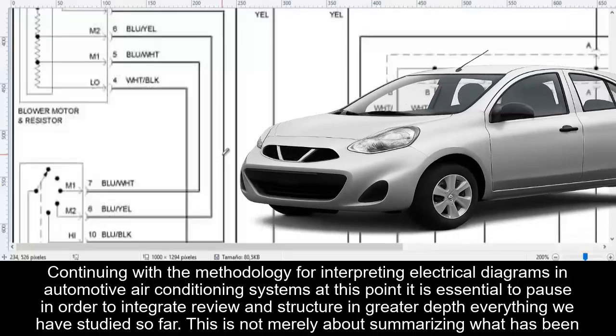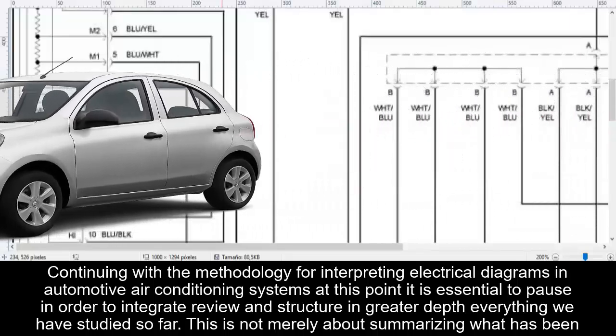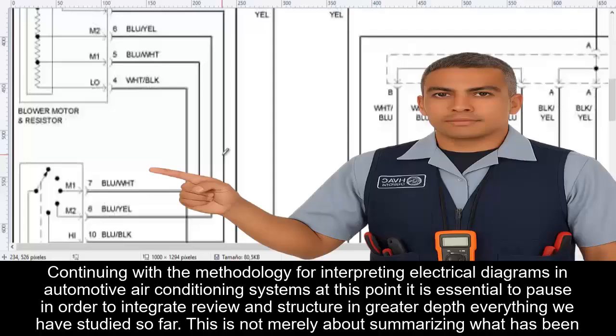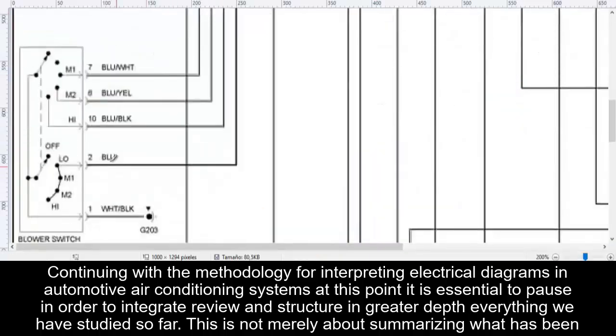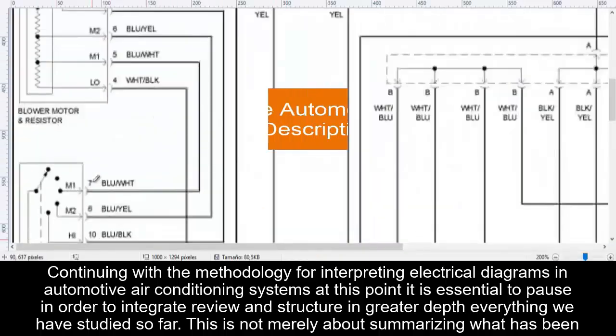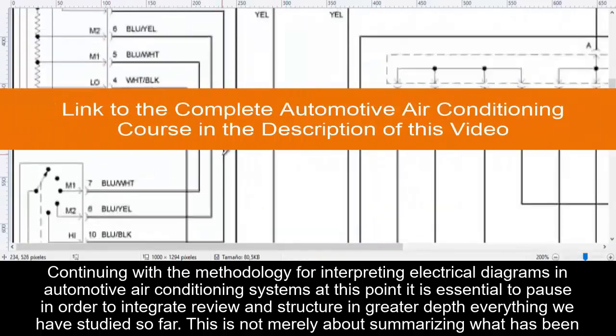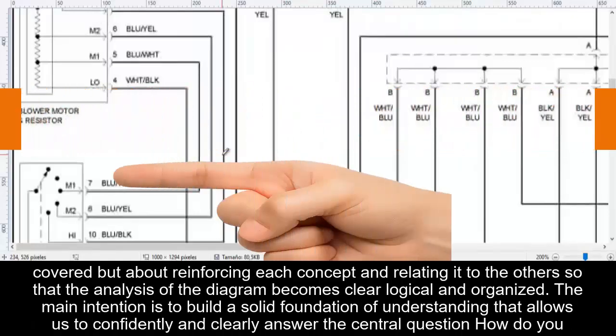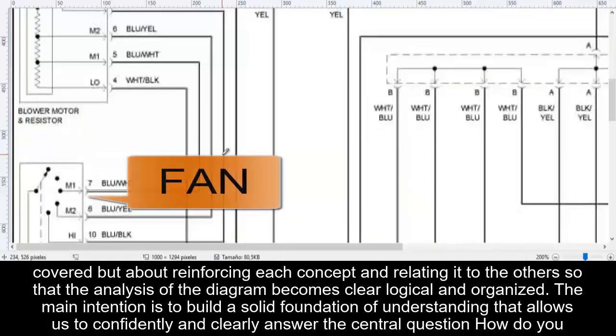Continuing with the methodology for interpreting electrical diagrams in automotive air conditioning systems, at this point it is essential to pause in order to integrate, review, and structure in greater depth everything we have studied so far. This is not merely about summarizing what has been covered, but about reinforcing each concept and relating it to the others, so that the analysis of the diagram becomes clear, logical, and organized.